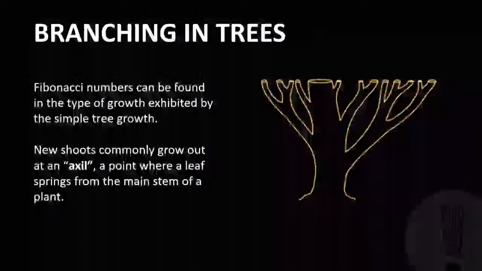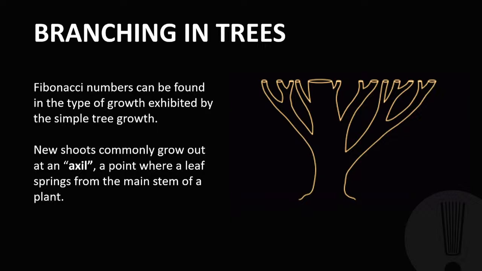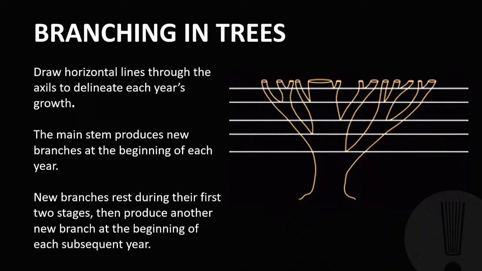Also, again, tree branching. Fibonacci numbers can be found in the type of growth exhibited by simple tree growth. So new shoots commonly grow out of what we call the axil, and that's a point where a leaf springs from the main stem of a plant. But if we draw horizontal lines through the axils to delineate each year's growth, we start to see that it's a common growth pattern in many trees: when they produce a new branch, they tend to rest the following year before creating another branch off of that. A lot of times when you're looking at leaves, you look at the axil, you can see the growth for next year's branch, the little bud.